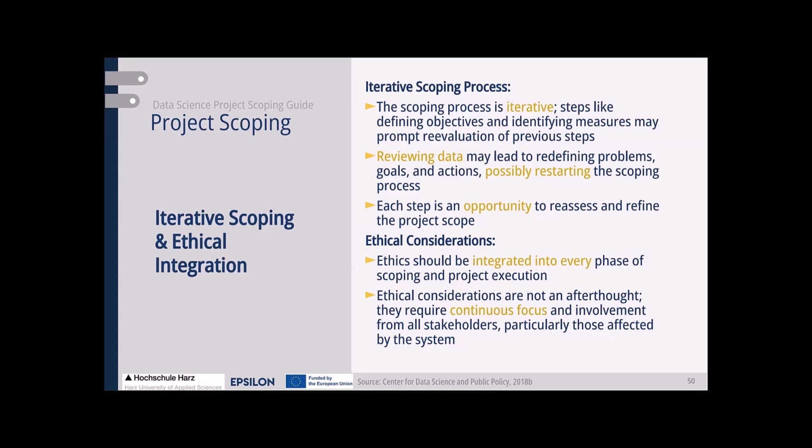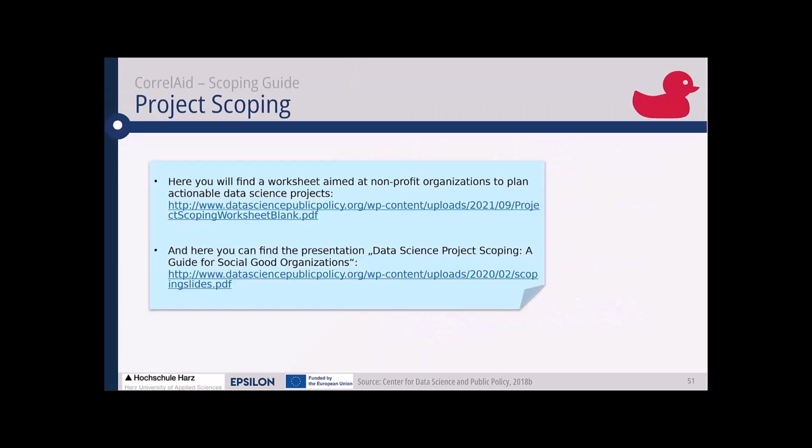If you wish for further information, here are the two main sources of this presentation, of this part. And here you will find a worksheet that helps you to tag the questions that we asked here and gives you a guideline for your own project. As well, you will find the presentation dealing with data science project scoping, and the links are given here as well as on our homepage.